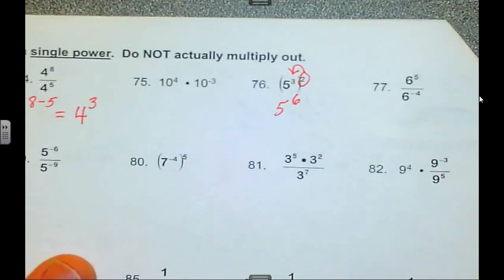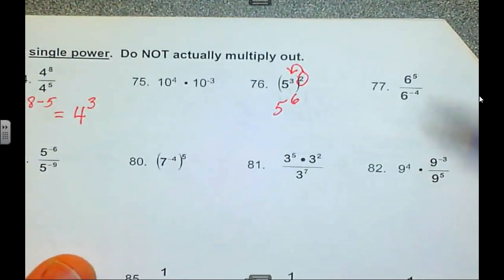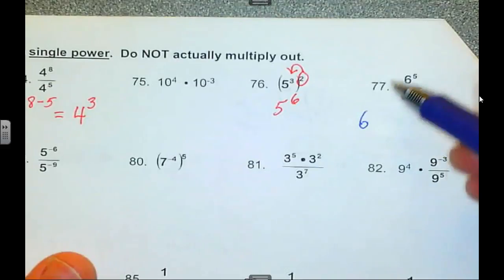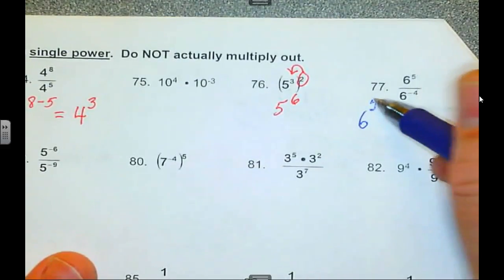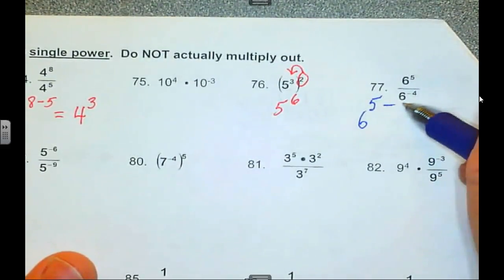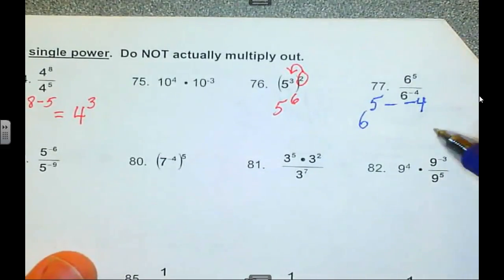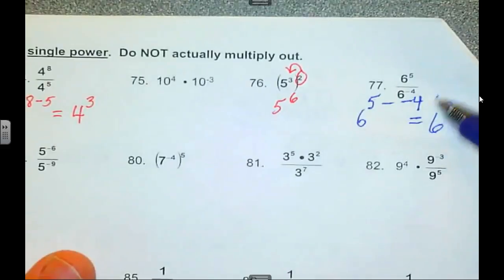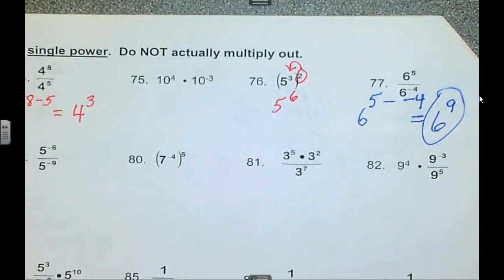77. Same base in a fraction, they're being divided. What do I do with the exponents? Good. So I have 5 minus a negative 4. 6 to the 9th power.